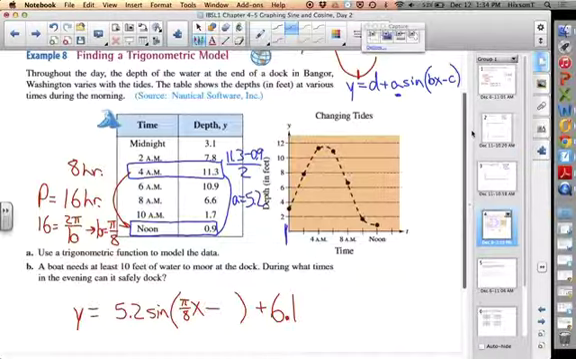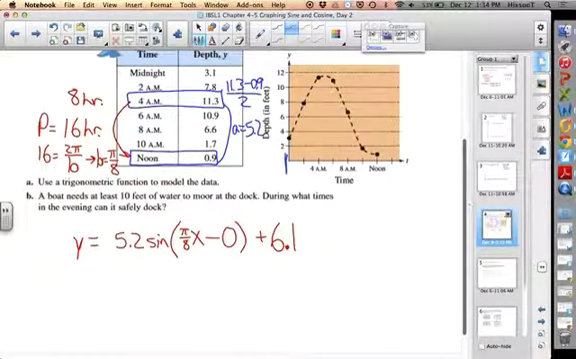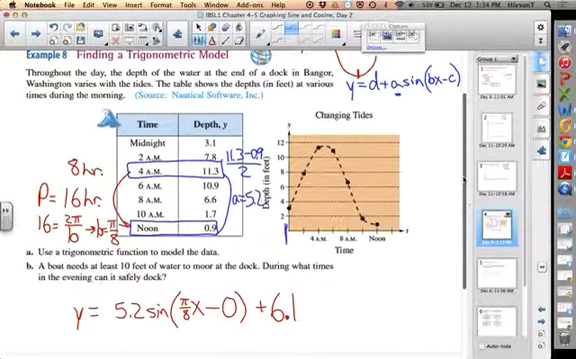But the depth is 3.1 then. It does, and that's where we recognize that it's a little limited. According to our model, at midnight it's going to equal 6.1 feet. It was only 3.1 feet, okay? So there is a limitation on our model here. The reason is we aren't absolutely certain that this was the highest and that this was the lowest it got. But again, this is a model to help us approximate things. It's not always going to be perfect.